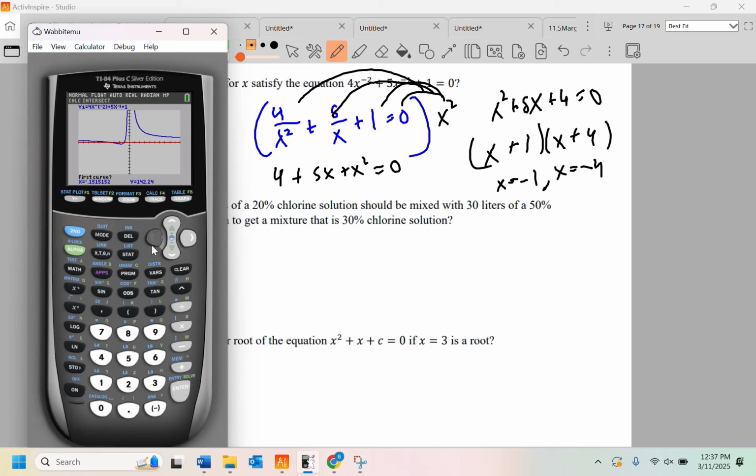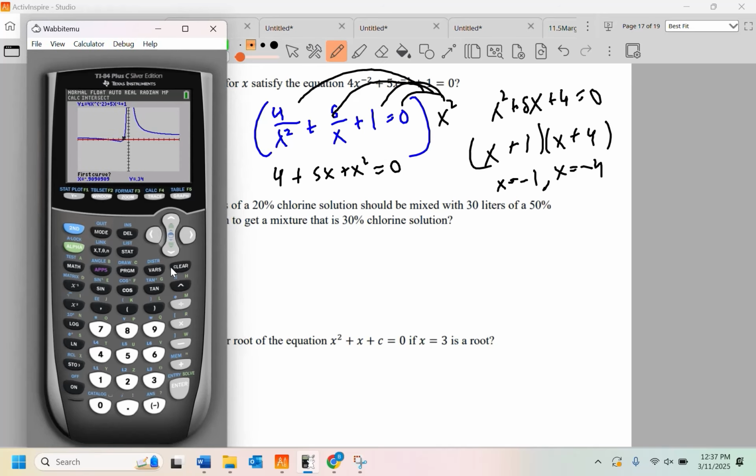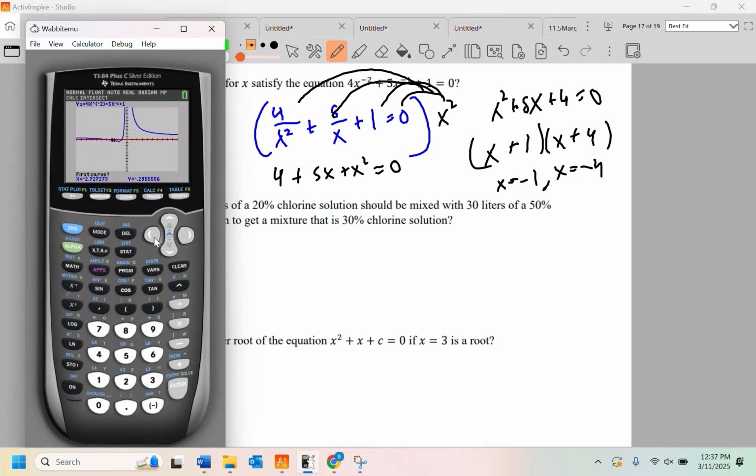5. I wonder what it's like to teach at a private school. Enter, enter, enter. And there's a value, second trace 5. And this next one should be -4. Enter, enter, enter. And there you go.